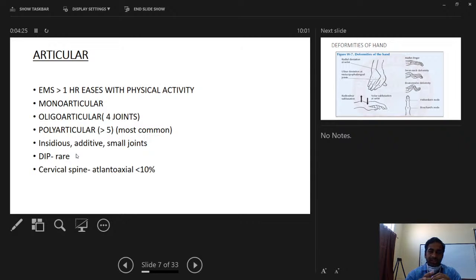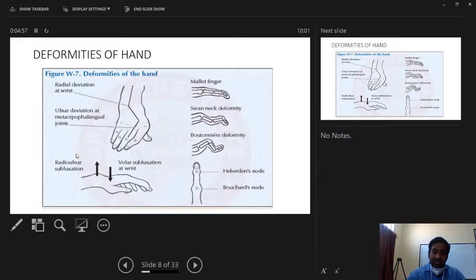They complain of all the small joints, like the hands, and even the toes. It is usually insidious and additive: initially 1 joint, 2 joints, and it progresses to many joints. Most commonly it is small joints. It never involves large joints like the knee, and doesn't involve the shoulder. DIP, the distal interphalangeal joint, is very rarely involved. The cervical spine is also rarely involved, and atlantoaxial involvement is less than 10%.